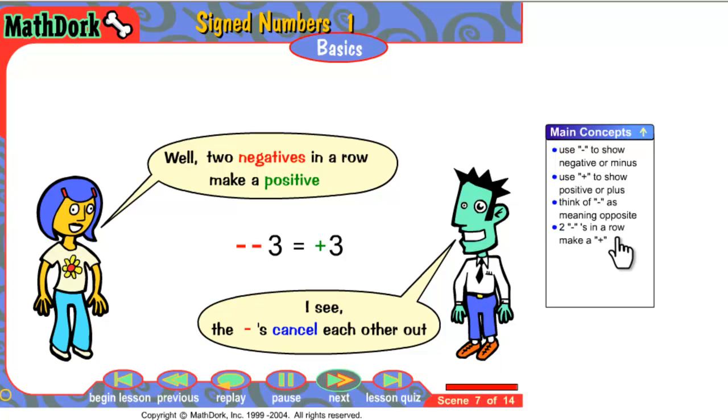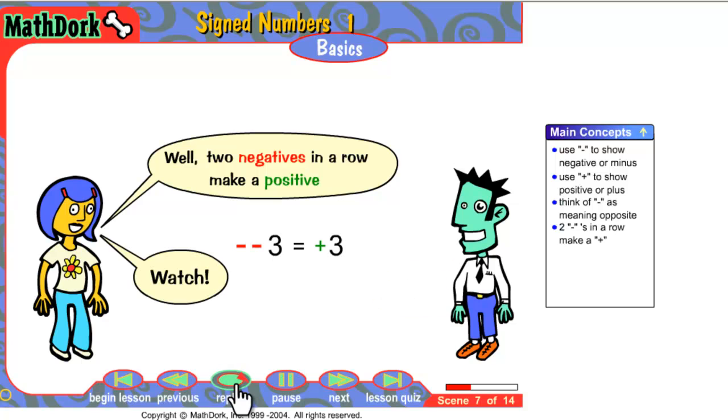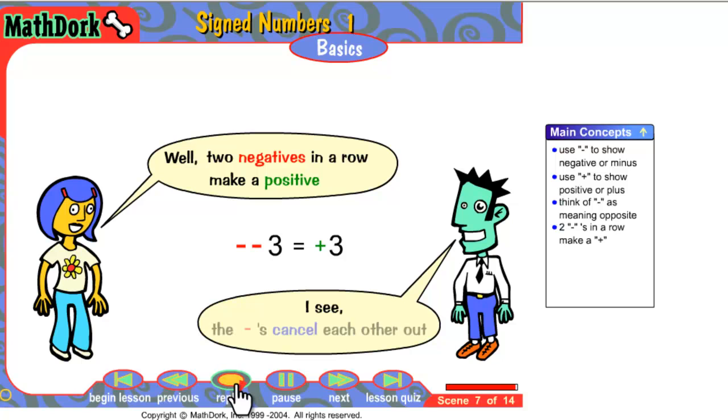So 2 minuses in a row make a positive is a very important concept when we do integers, especially for integer subtraction. If we just replay that, because I think this is very important, 2 negatives in a row make a positive, and they prove it right here using a number line. We can go to positive 3. Negative 3 is actually the opposite, going to minus 3, but if you do opposite again, you end up back at positive 3. So remember that.